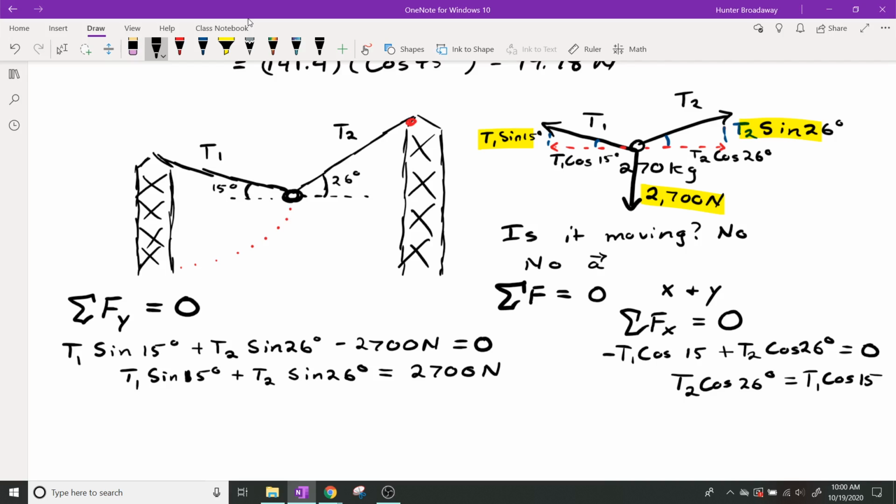Okay, so now we can get a relationship between T1 and T2, and decimals are probably going to come out to play here. Do y'all want to solve for T1 or solve for T2? It doesn't really matter either way.